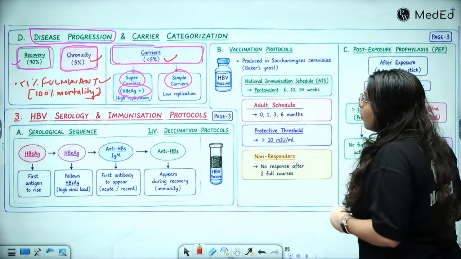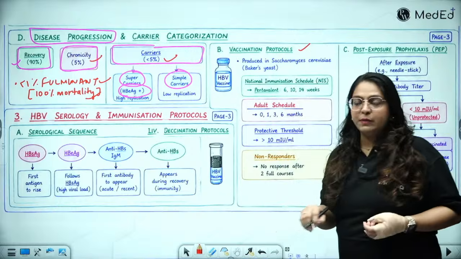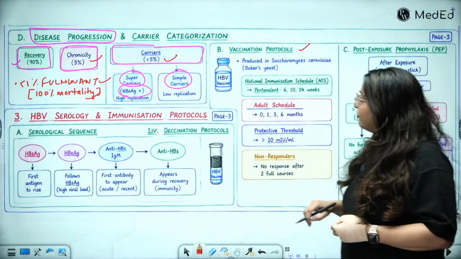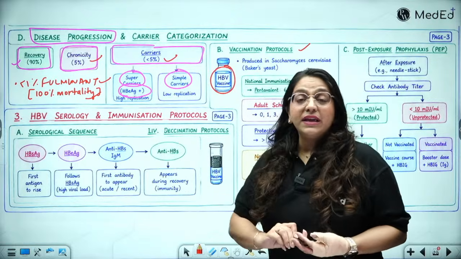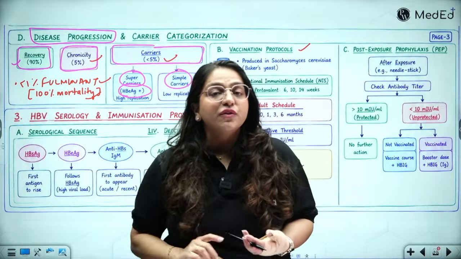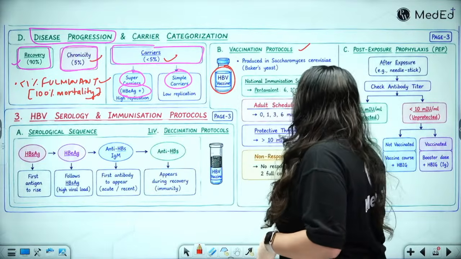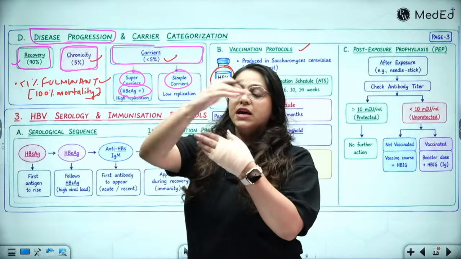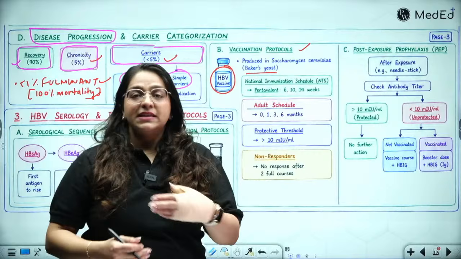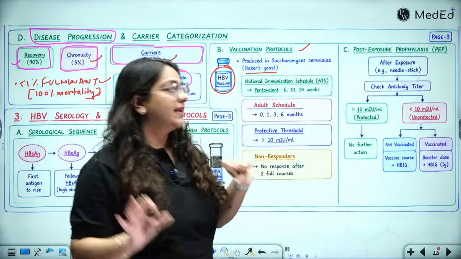All right. Then what about the vaccination protocol? You have to make the HBV vaccine. The HBV vaccine only and only contains the surface antigen of the virus. How do I make that? I take that surface virus gene and I inject it into a baker's yeast, and then this yeast starts producing the surface antigen on its surface. Then the body starts recognizing the antigen and attacking the antigen.